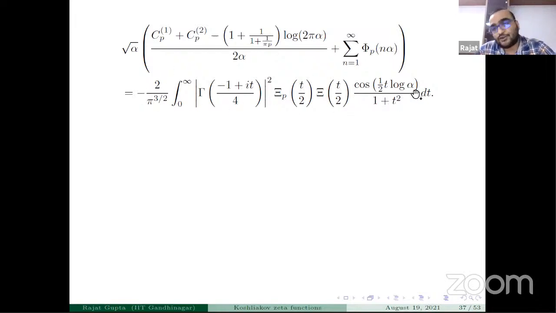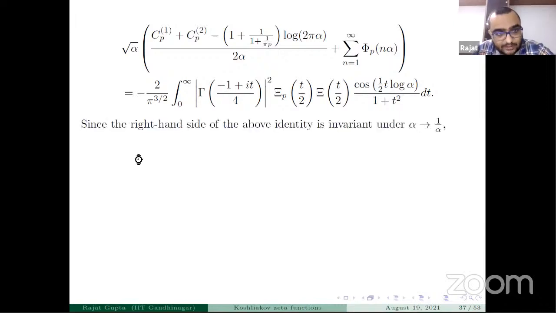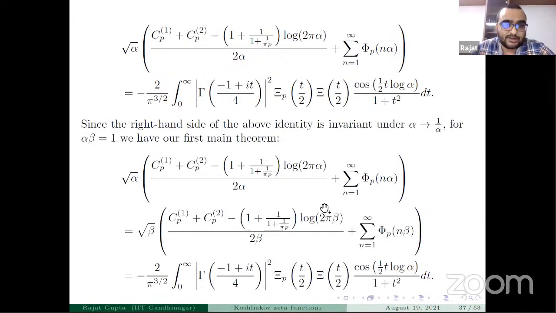Now, as you can see, if alpha goes to 1 by alpha, this integration is invariant under that operation. If you take alpha equal to 1 by alpha, that won't change, because cos of minus 1 upon t log alpha is again cos of t by 2 log alpha. So this is invariant under alpha going to 1 by alpha. Thus, if we impose the condition alpha beta equal to 1, we obtain the following modular relation. So this completes the proof.